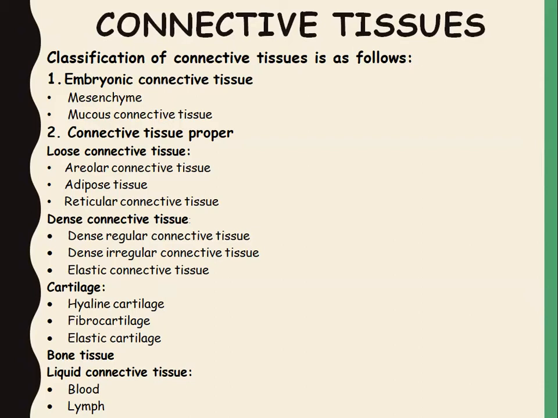Next one is the cartilage, in that the hyaline cartilage, fibrocartilage, and elastic cartilage. Next one is the bone tissue. Next is liquid connective tissue, in that the blood and the lymph.